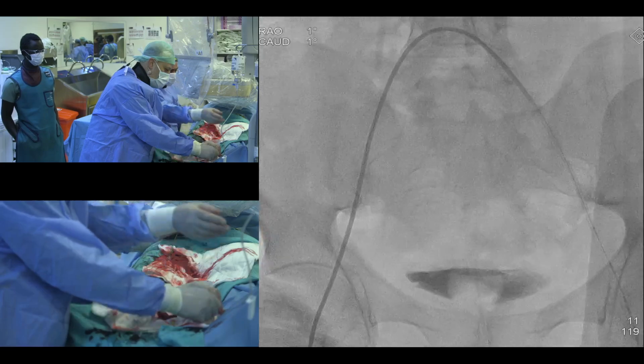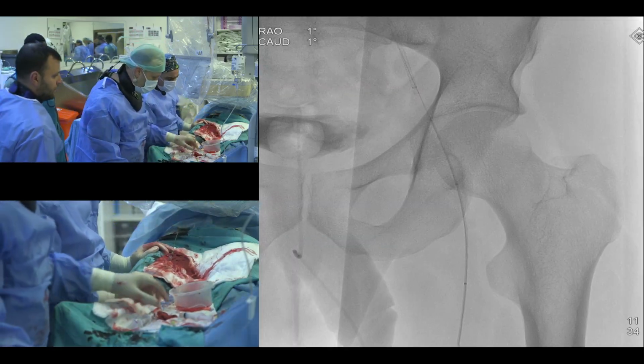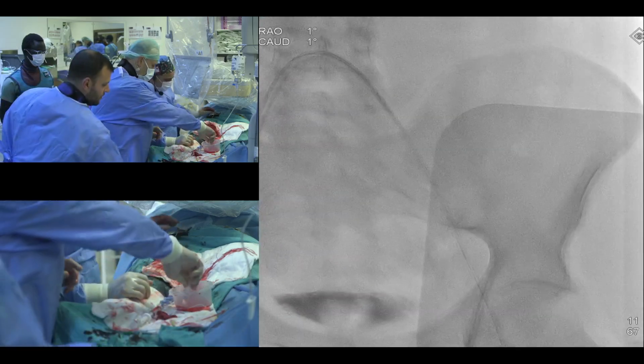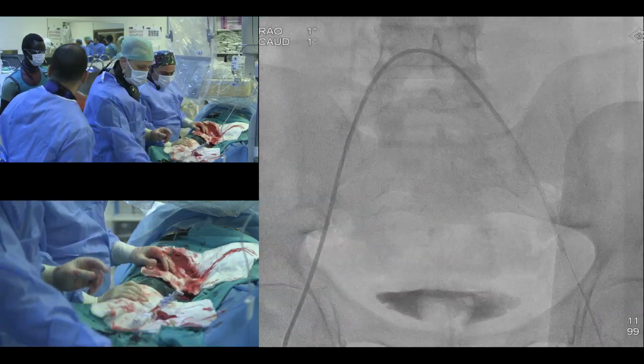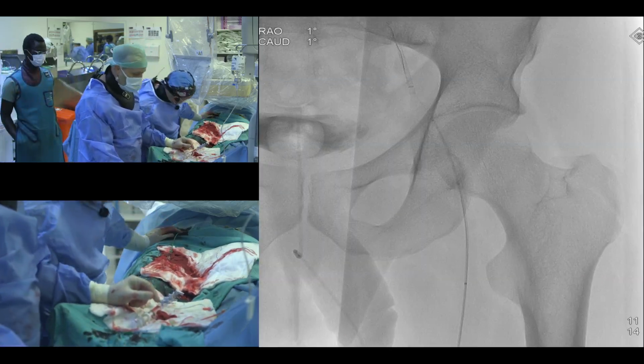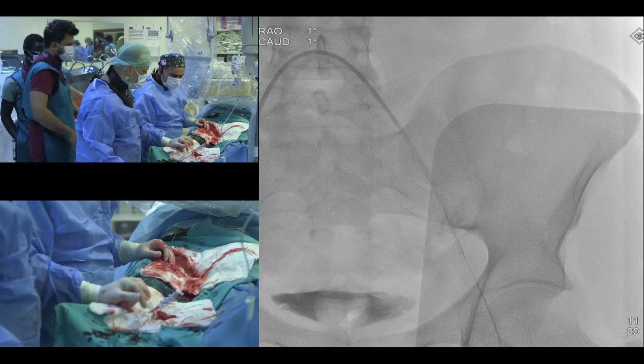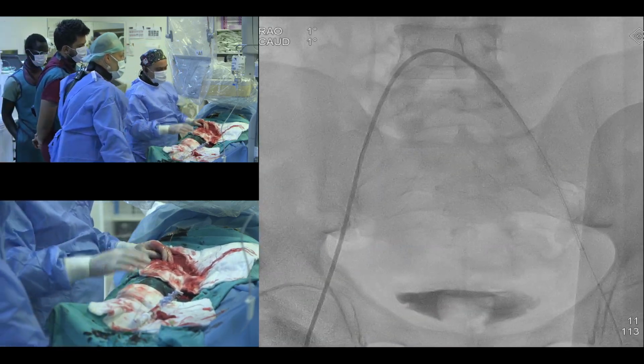We do wire externalization from transpedal to femoral access. The system can be changed and integrated. We advance and integrate the process.